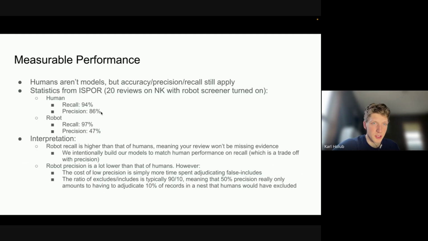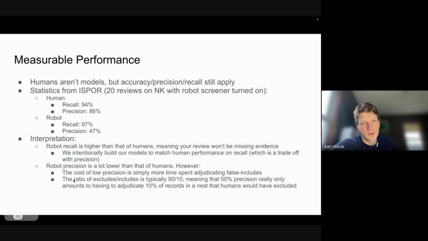And the way we're doing that is by trading off precision. Usually our model is going to have lower precision. What that means is humans will be spending more time adjudicating false includes. In other words, records where the model said, I'm going to include this, and in reality, the adjudicator says, no, it's not relevant. What we're doing under the hood is preferring to make a mistake by falsely including a record. If there's any doubt, the robot will always prefer to include a record. And that means our precision will be lower as a result, so a higher rate of false includes.